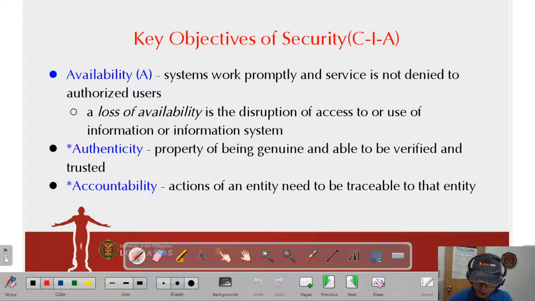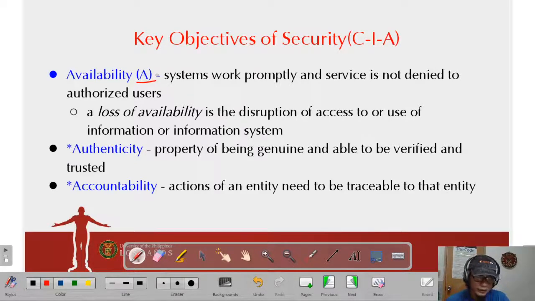The third one is availability, wherein the system works promptly and the service is not denied to authorized users. During registration period, SAIS should always be available for students so that they will be able to choose the subjects that they're going to enroll in during the semester. Now, a loss of availability is the disruption of access to use the information system.